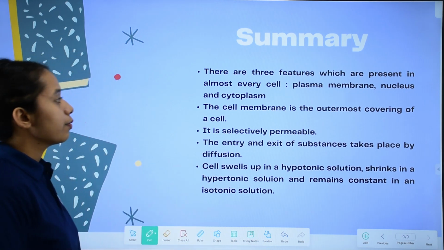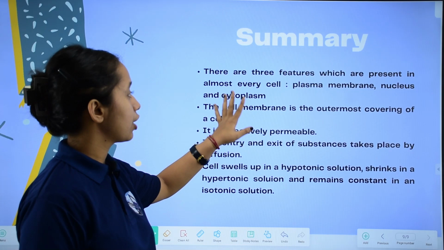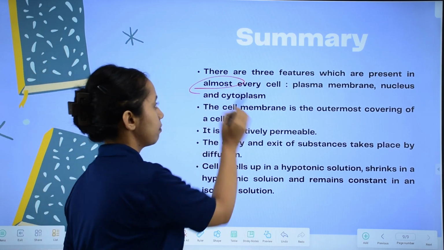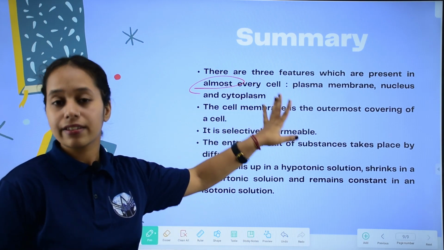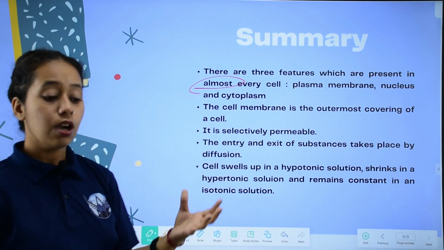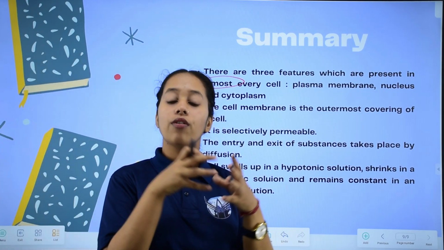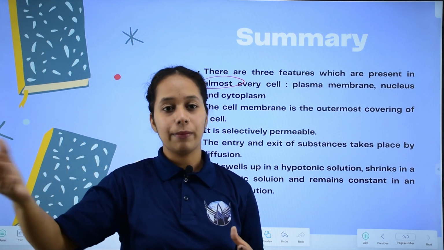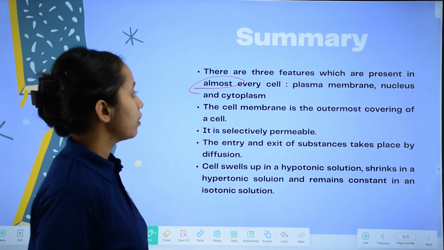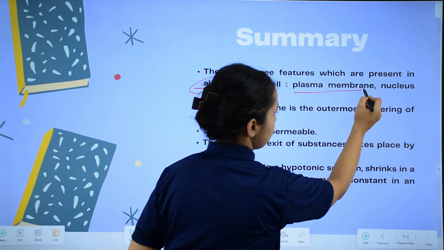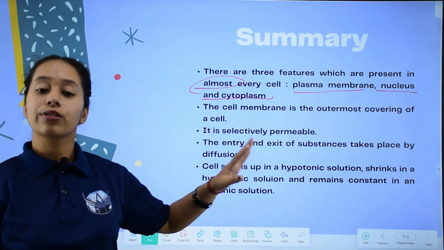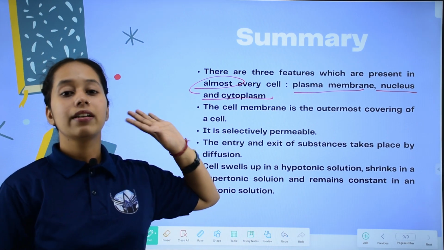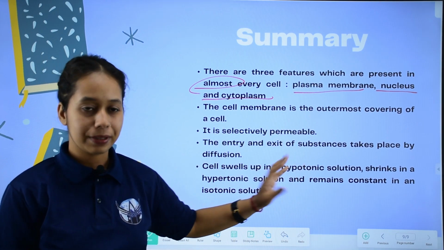In today's class, we learned that there are 3 features which are present in almost every cell. It is because of the presence of these 3 features that interactions within the cell and interaction of the cell with the external environment is possible. What are the 3 features? The 3 major features are plasma membrane, nucleus and cytoplasm. And in today's class, we discussed about cell membrane or plasma membrane.